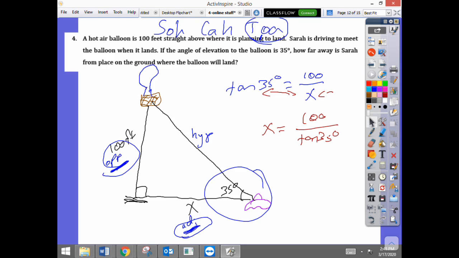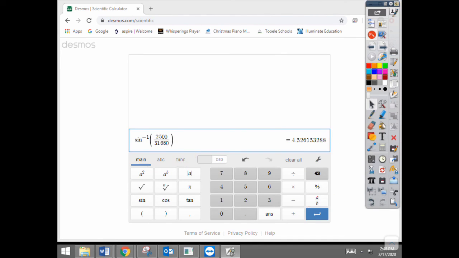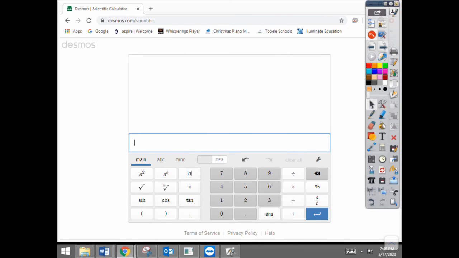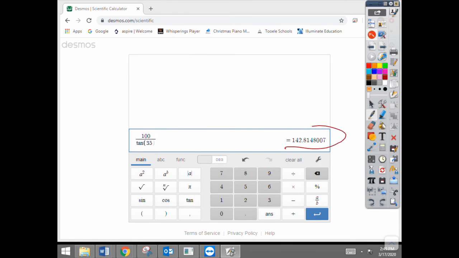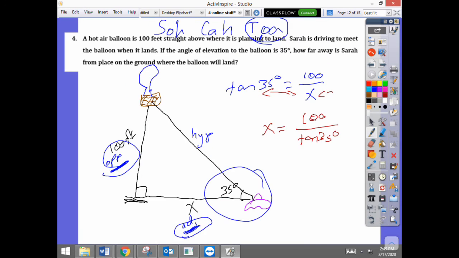We can enter that into our calculator. Let me go to the calculator here and clear everything off. So we're going to just enter it like that. So 100. I'm going to hit the divided by sign. Tangent 35. And it gives us our answer right here of 142.8. So x is equal to 142.8, and we are working in feet here. So 142.8 feet. That's how far Sarah is from the balloon landing.